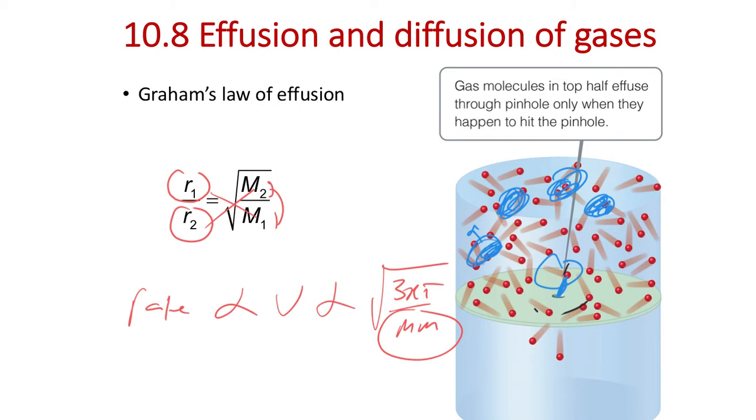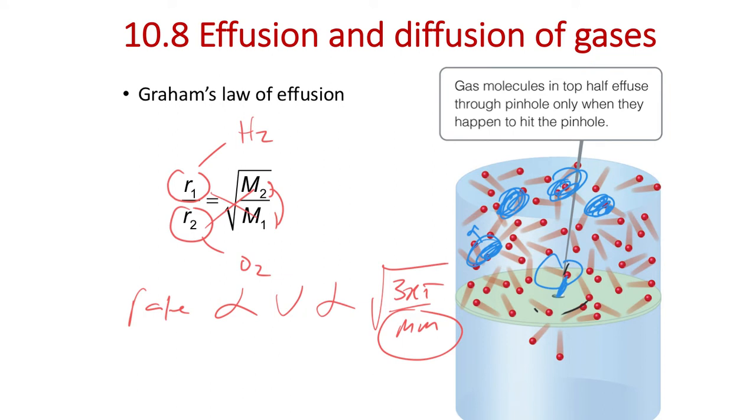Now, if you forget about the equation for a minute, the lighter particle should escape faster. The rate of escape of the lighter particle should be faster than the heavier particle because the lighter particles traveling faster are going to hit that pinhole more frequently. So if we're comparing the rate of escape of, let's say, hydrogen gas from the sample where particle 2 is oxygen gas, we would expect the rate of escape of hydrogen should be greater than oxygen. Let's see if that works out.